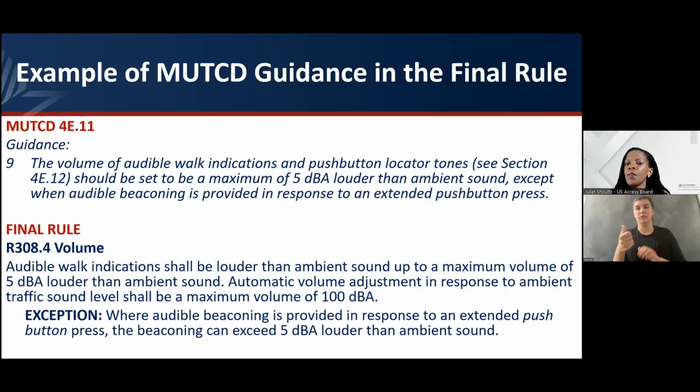Another example of MUTCD guidance in the final rule is MUTCD 4E.11, which is guidance on volume for audible walk indications. In the final rule, we have put that at provision R308.4, volume, and the requirements are the same as MUTCD.